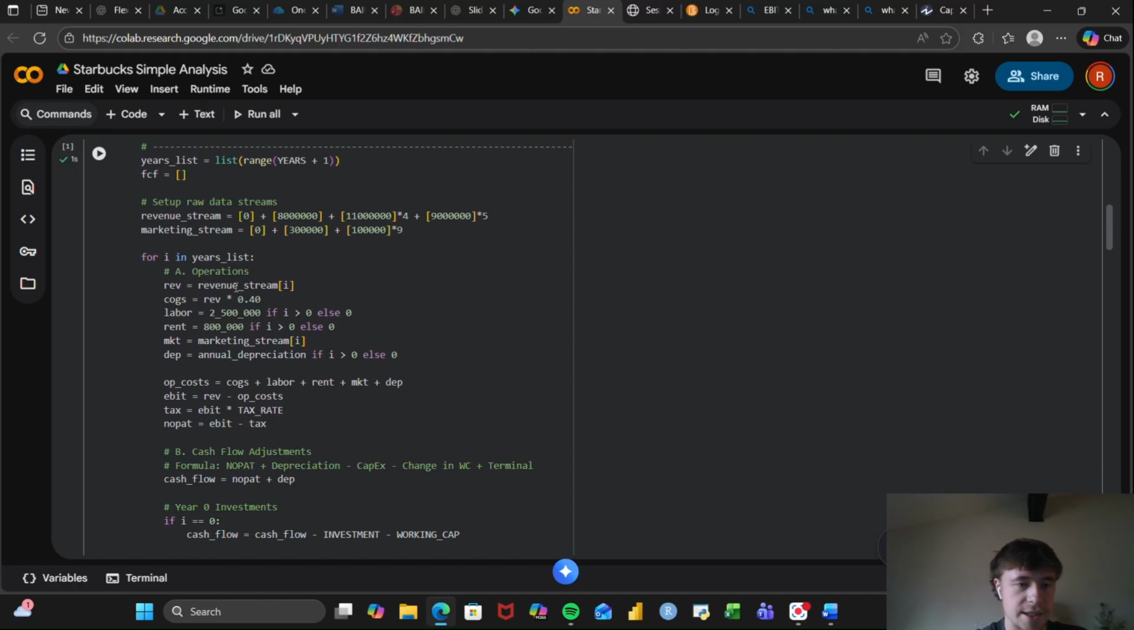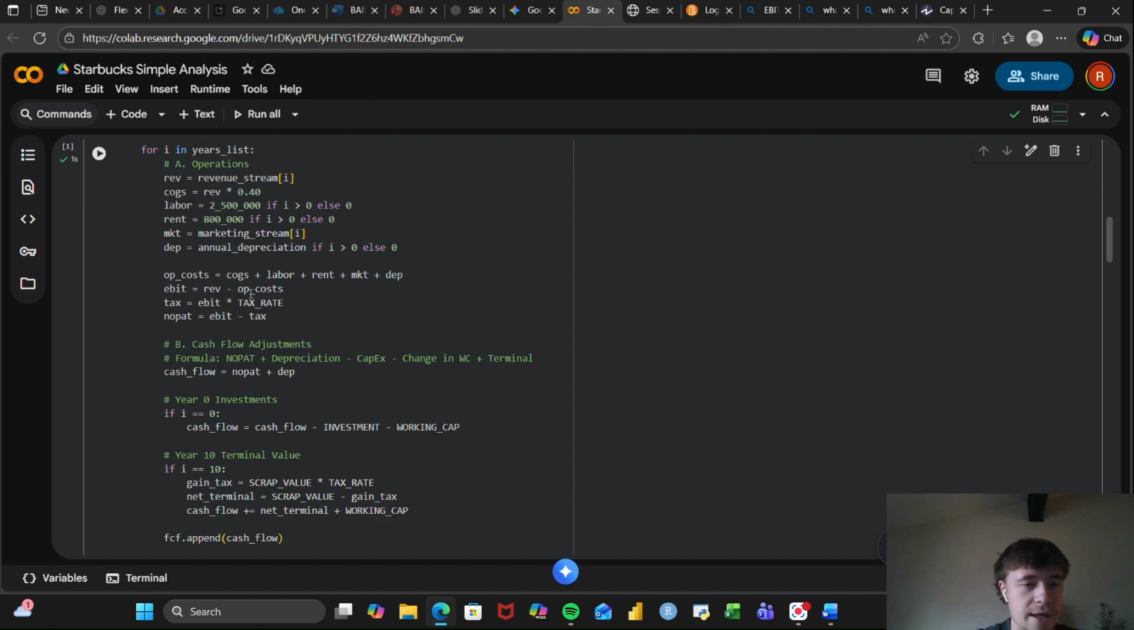And then COGS is just the revenue times 40%, because it's 40% of our revenue, and then our labor, 2.5 million, rent, 800,000. And then our operations cost is all of basically those expenses combined. So our COGS, our labor, our rent, and our depreciation, and our marketing as well. And then our EBIT, or what is also the earnings before interest, tax, and sometimes amortization, is just the revenue minus the operations cost. Our tax is the EBIT times the tax rate.